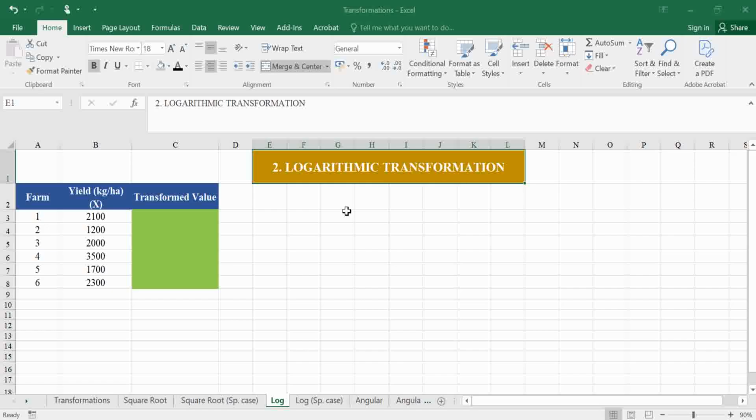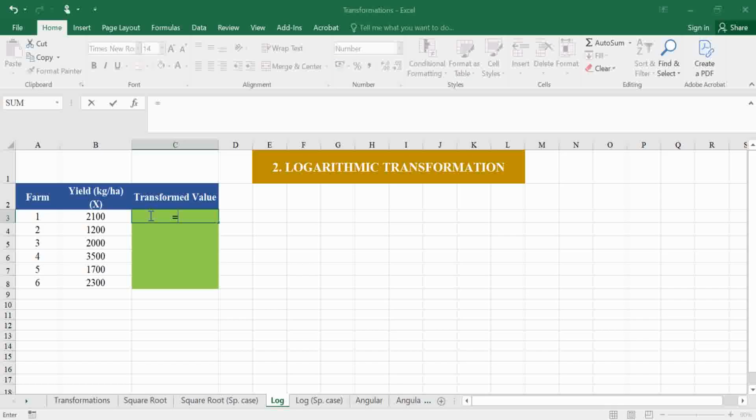For logarithmic transformation, we have taken the example of yield of different farms. The first column shows farms and the second shows yield in kg per hectare of the farm. For logarithmic transformation, the formula is equal to log and our value. So this gives the transformed values, and these are the transformed values to be used for further analysis.